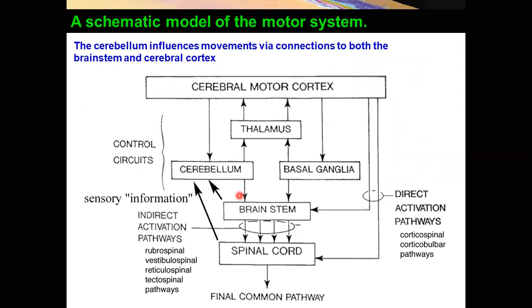Now, the cerebellum influences movements via connections to both the brain stem and cerebral cortex. Look at here, the cerebellum influences movements via connections to both the brain stem and to the cerebral cortex via the thalamus.